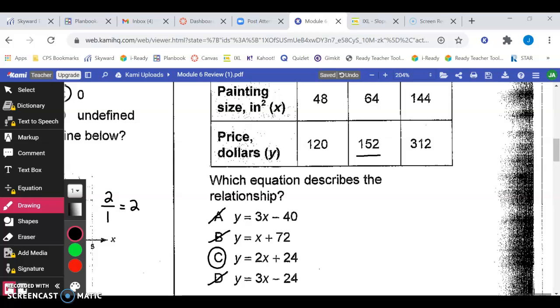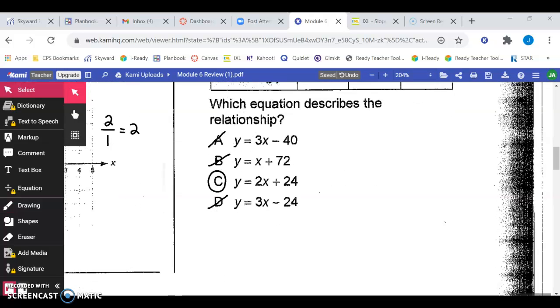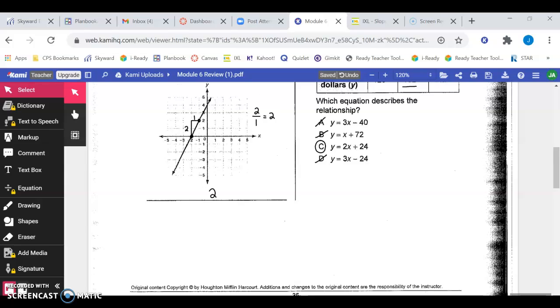And you could also type in the last ordered pair. So you would do 2 times 144 plus 24, and you get 312. So C is definitely our answer there.